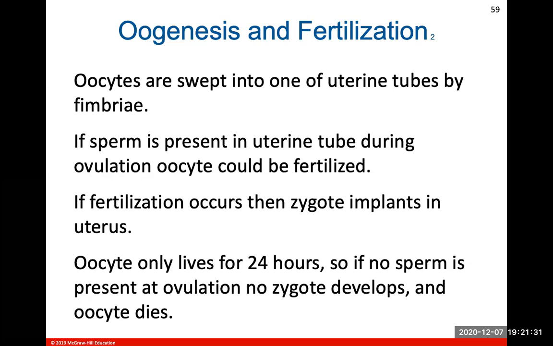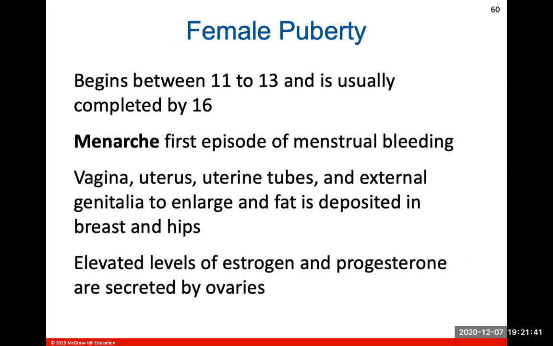If fertilization occurs, then the zygote will implant in the uterus. The oocyte only lives for 24 hours, so if no sperm is present at ovulation, no zygote will develop and the oocyte will die. Female puberty usually begins between 11 to 13, completed by 16. Menarche is the first episode of menstrual bleeding.